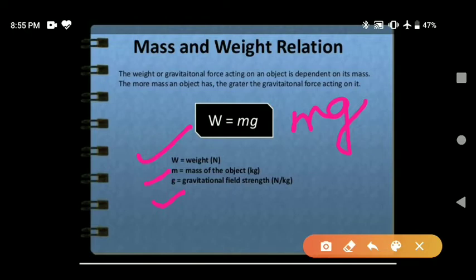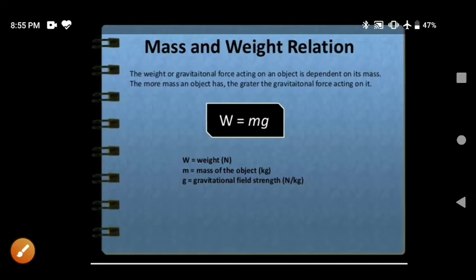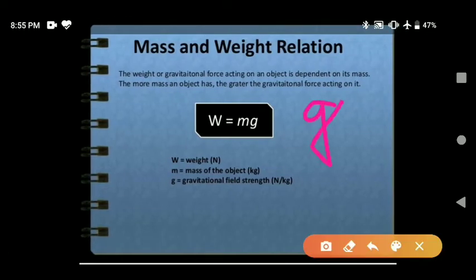Gravitational strength g varies from place to place. It varies from 9.8 to 10. This is the variation of gravitational pull. So this is the relationship between mass and weight. W is equal to m into g. W for weight, m for mass. As the mass of a body increases, the weight of a body will increase. So this is all about the mass and weight relation.